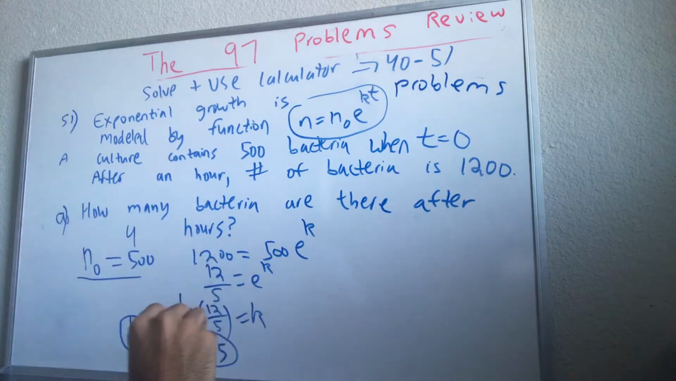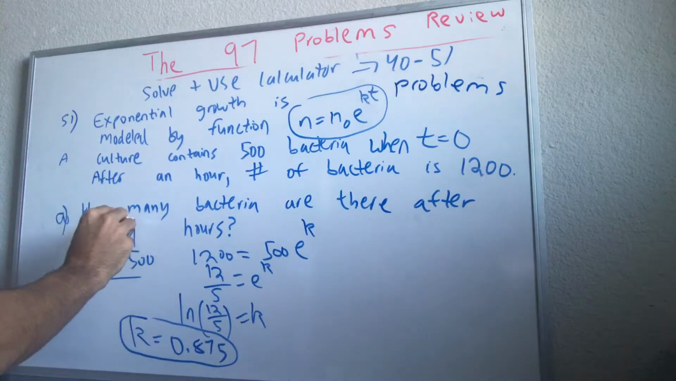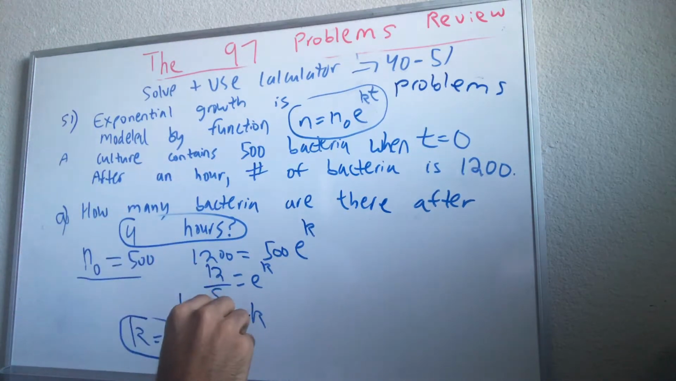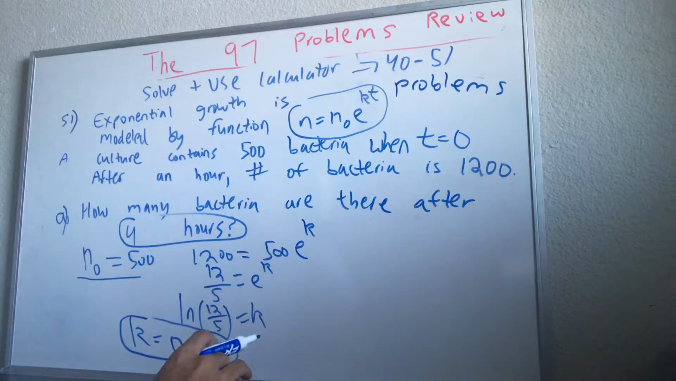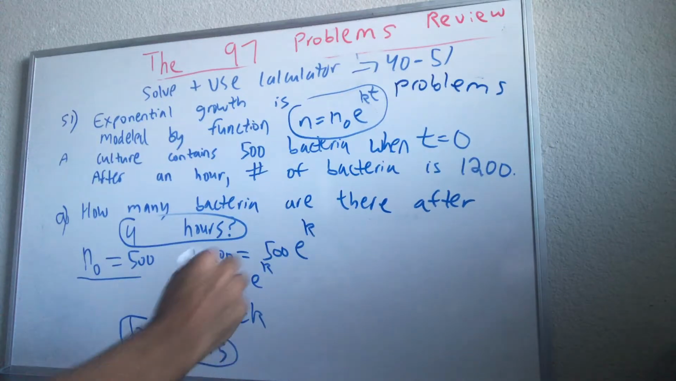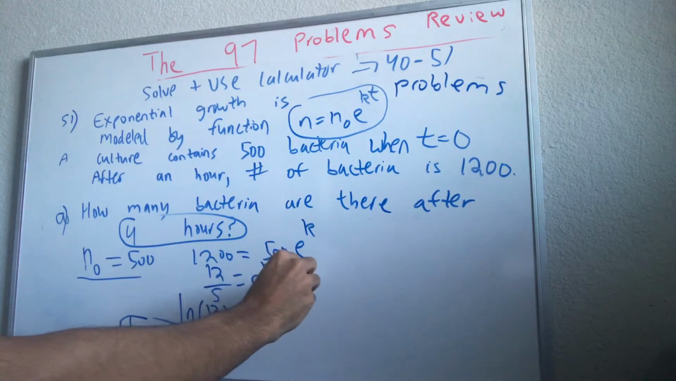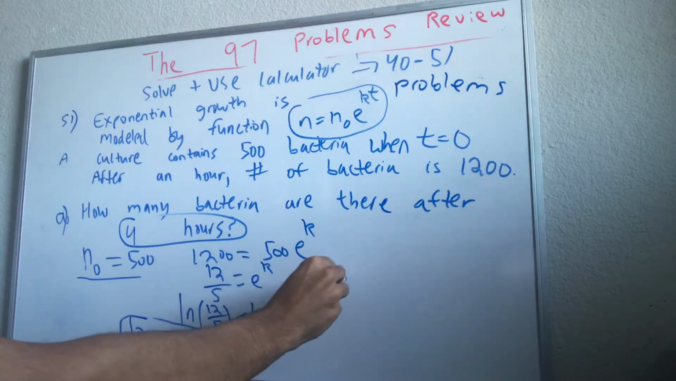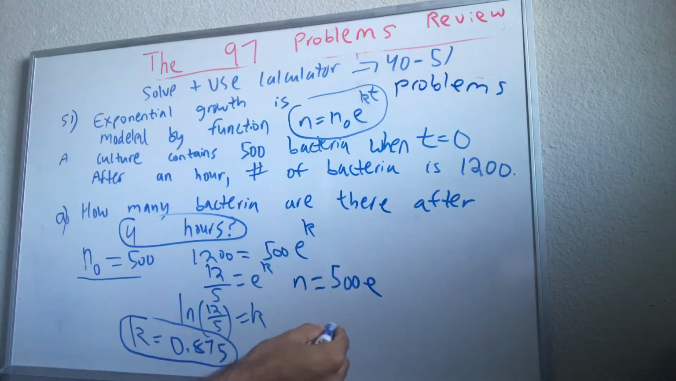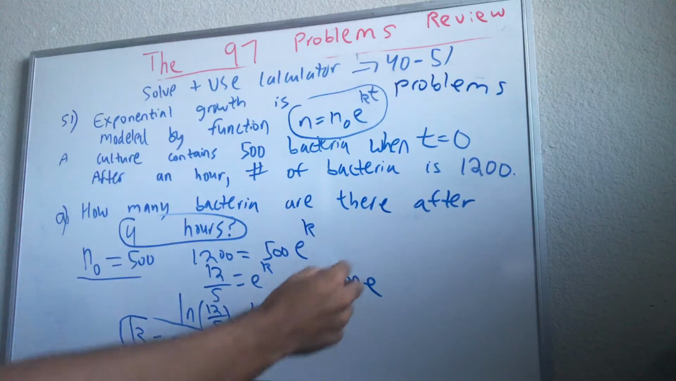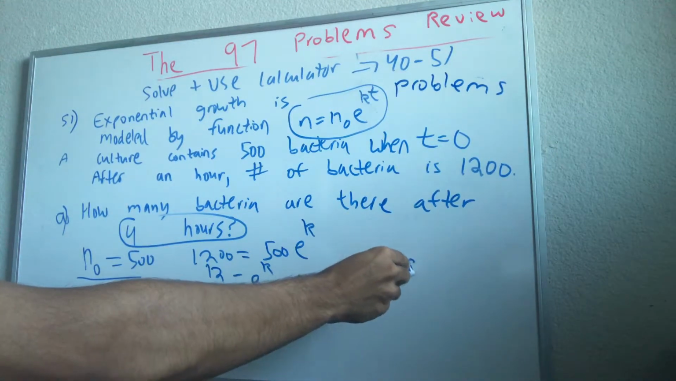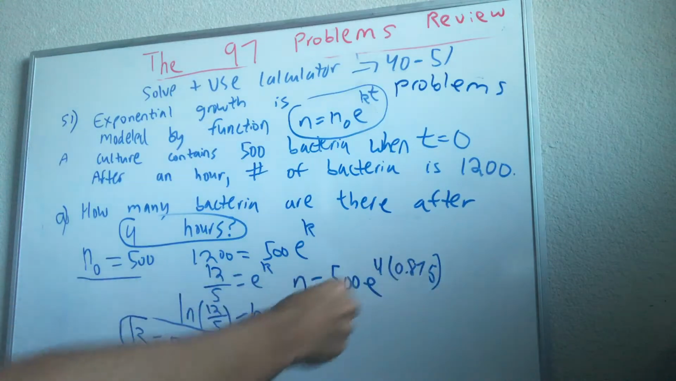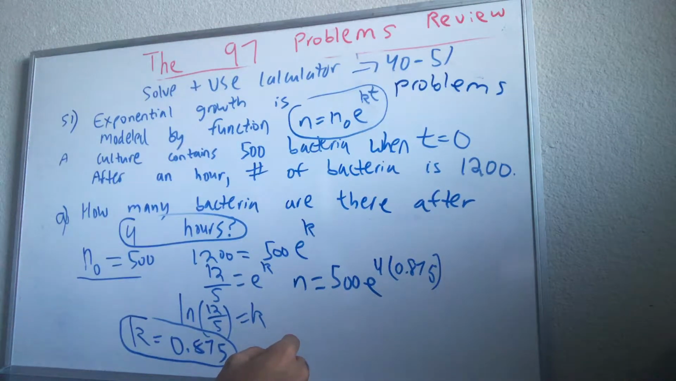Now part A states: how many bacteria are there after 4 hours? So you want to know the number of bacteria after 4 hours. Well, you know the value of n naught and you know the value of k. So after 4 hours, n is equal to n naught, which is 500, times e to the power of, well, k is 0.875 and t is 4, so e to the power of 4 times 0.875. So this is your value for n here.